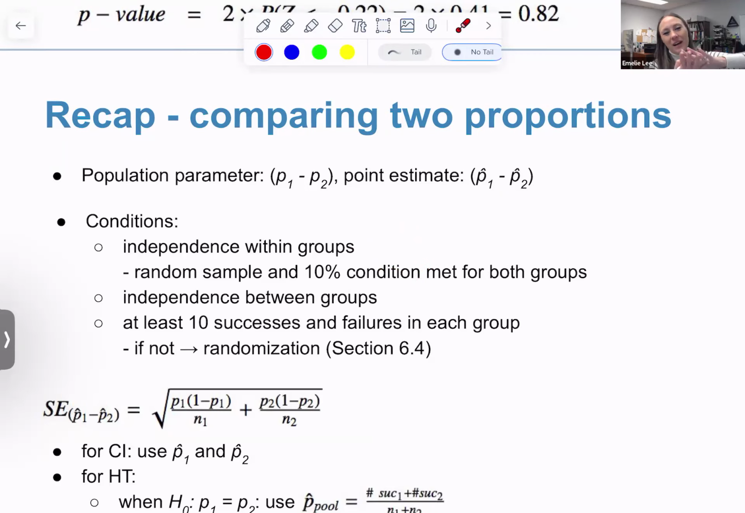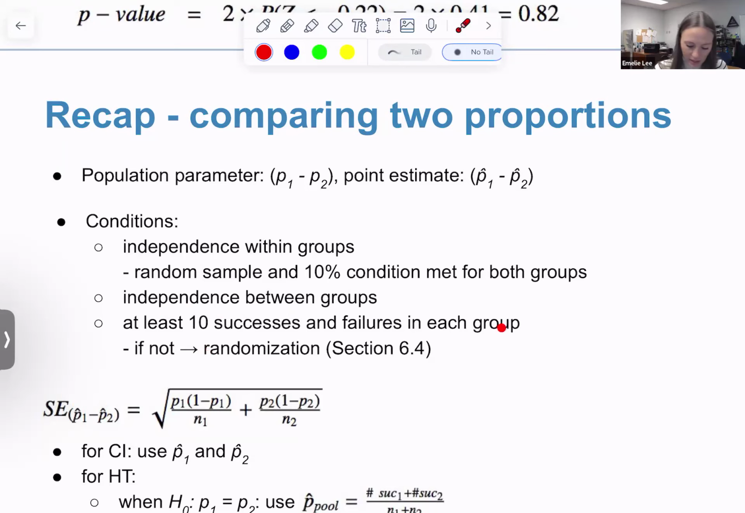For you, you'll have a list of conditions. That list of conditions is going to be randomized, and it might not have all the conditions that you would need to check. So what you're going to do is just select the ones that apply, right? Not necessarily all those conditions are going to be listed, so you need to know which ones to check off. Now, we also need independence between the groups. And then we need at least 10 successes and failures in each group.